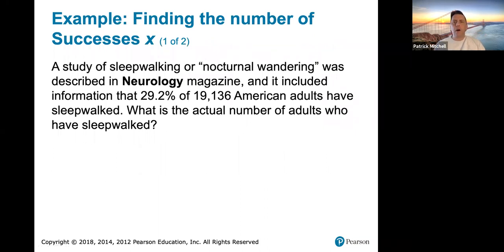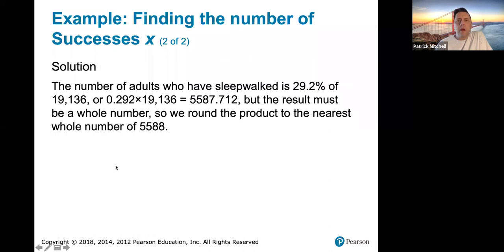a study of sleepwalking or nocturnal wandering was described in Neurology magazine, and it included information that 29.2% of 19,136 American adults have sleepwalked. What is the actual number of adults who have sleepwalked? The number of adults who have sleepwalked is 29.2% of 19,136, which comes out to 5,587.712. So we would round that to the nearest whole number.